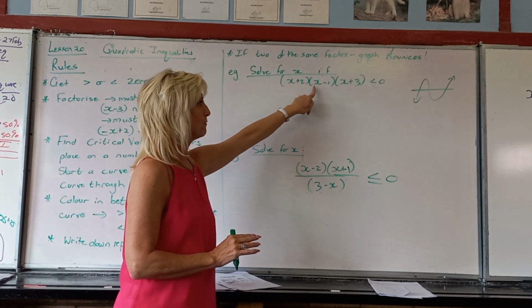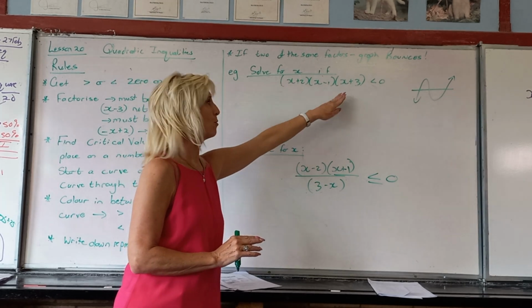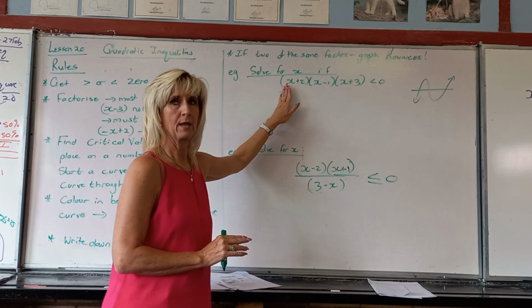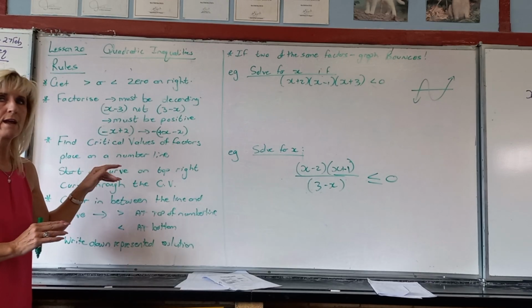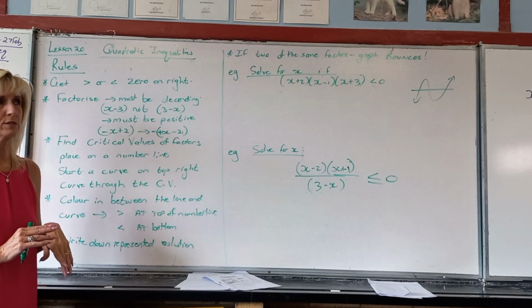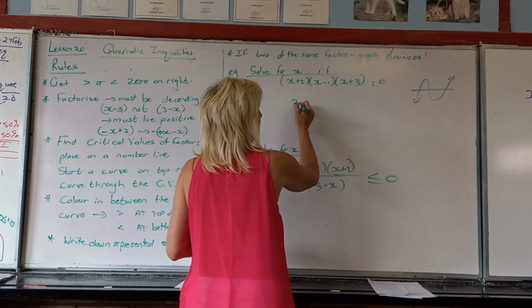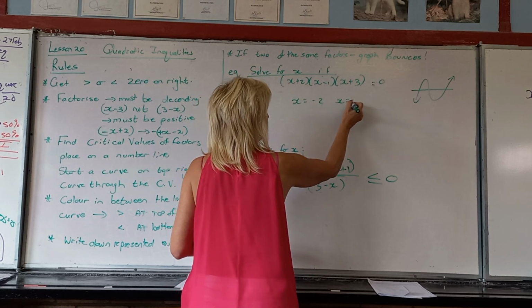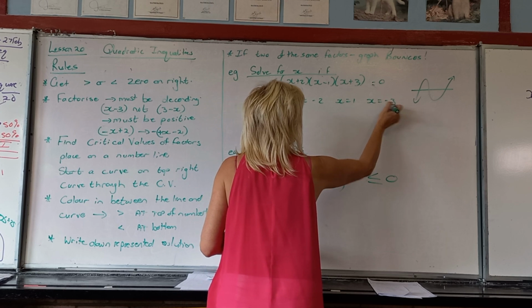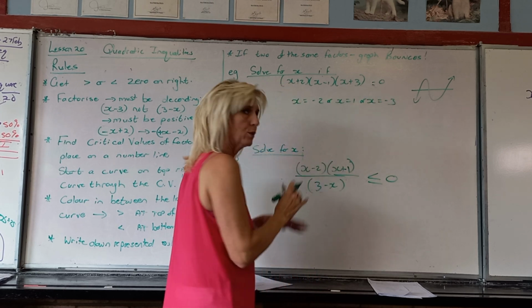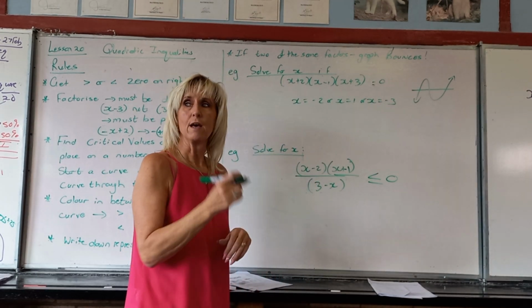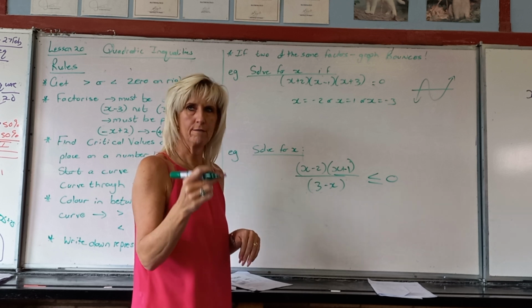They're all the x in front, so it's descending, and they're all positive, so no problem. Then I say the next step is, now find the critical values. If this had been an equation, you would have said, x is negative 2, x is 1, or x is negative 3. That would have been your equation answer. Those are now your critical values.